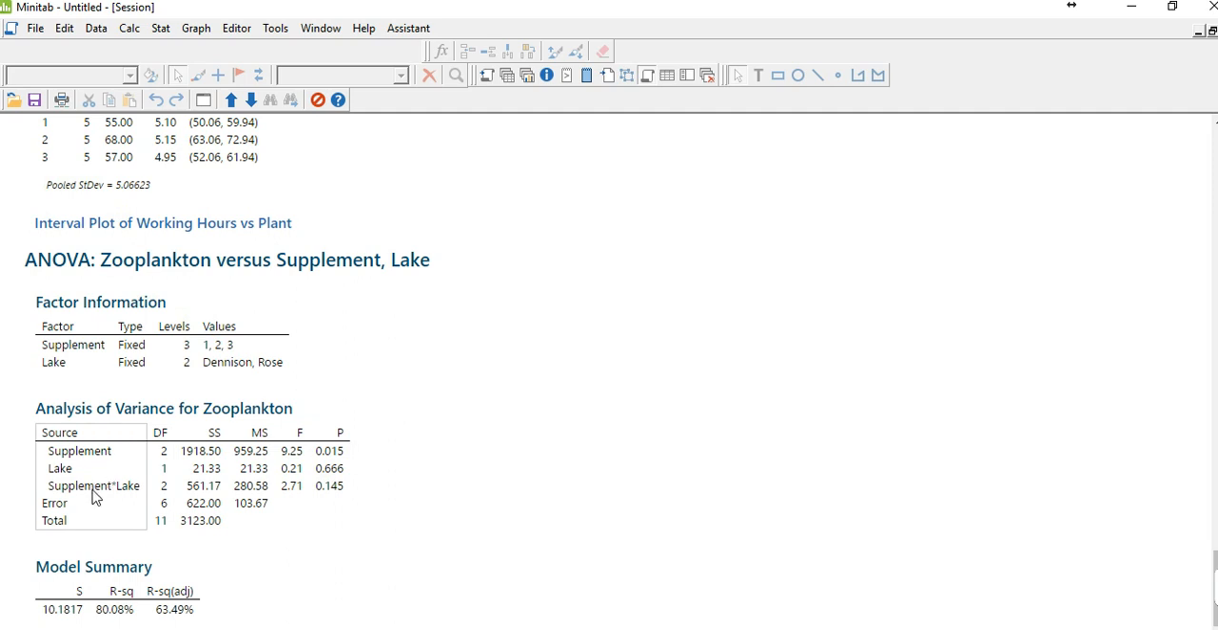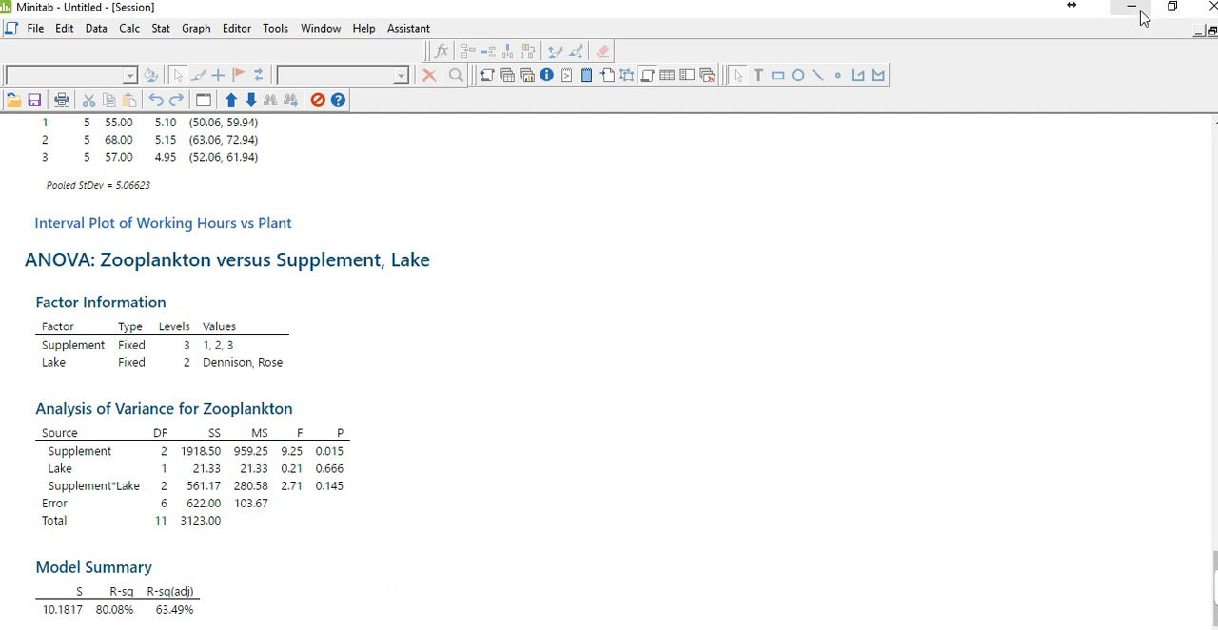And then the interaction, supplement times lake, and we can see the F statistic is 2.71, corresponding p-value is 0.145, which is greater than 5%. So again, we fail to reject the null hypothesis. We will conclude that there's no interaction effect between supplement and lake.